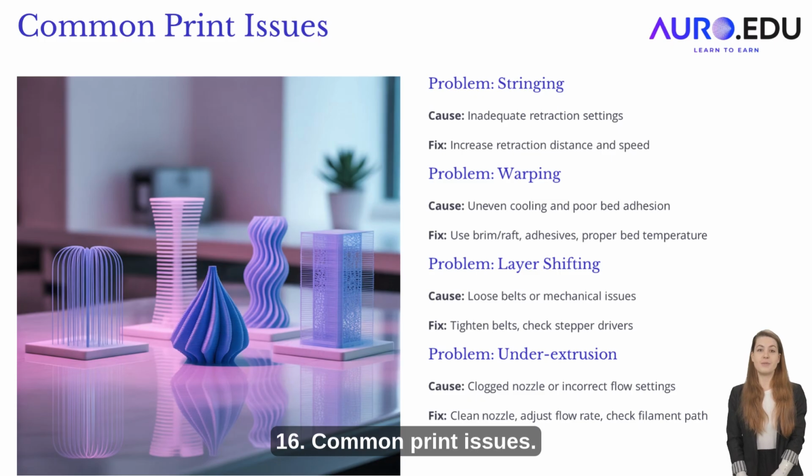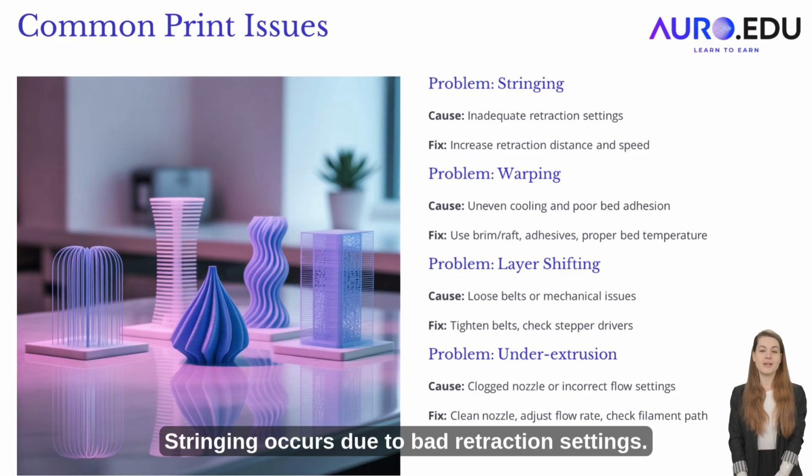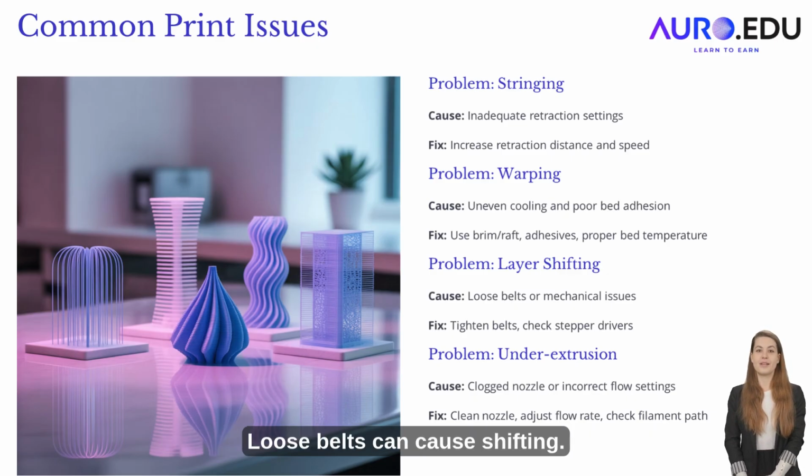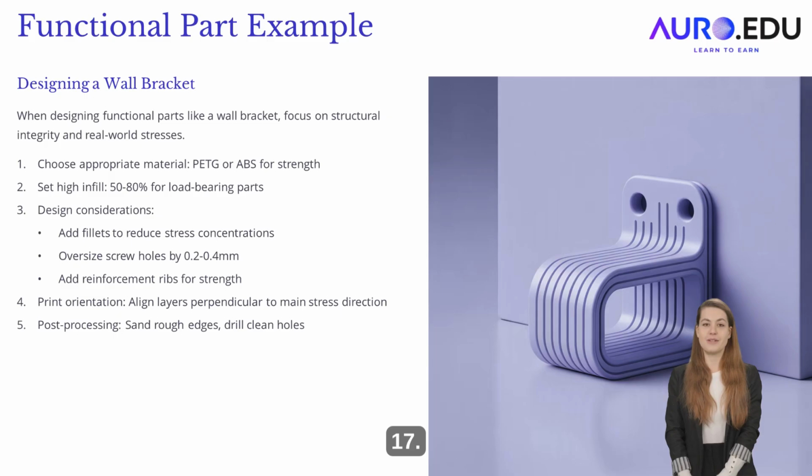16. Common print issues. Problems like stringing, under-extrusion, and layer shifts are common. Stringing occurs due to bad retraction settings. Warping comes from poor bed adhesion. Loose belts can cause shifting. Understanding these problems helps reduce failed prints.